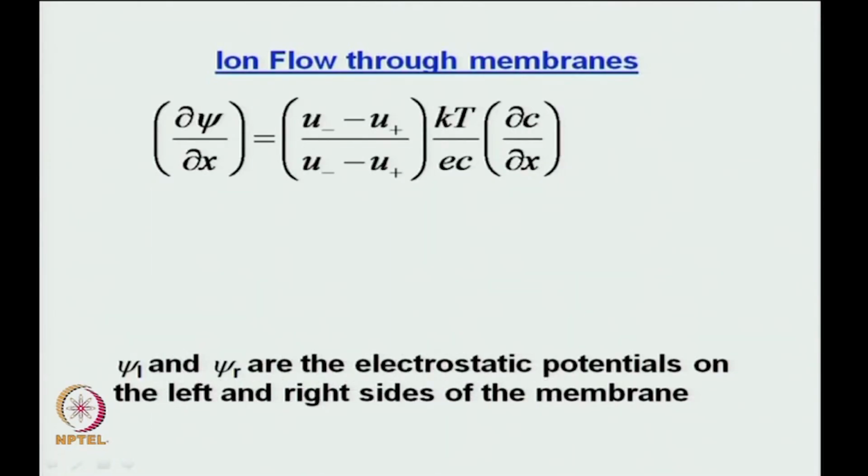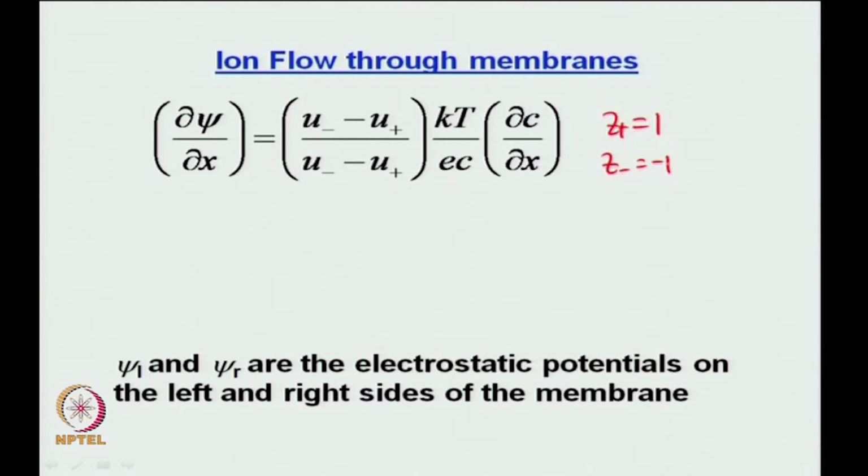Okay. So, if you go ahead and do the math, this is what you end up with: del psi over del x is equal to kT over eC times del C over del x. Now, what you have done here is, in this case you have taken Z plus to be 1 and Z minus to be minus 1. You have simplified it, because mostly we are talking about sodium, potassium, chloride and all these things.